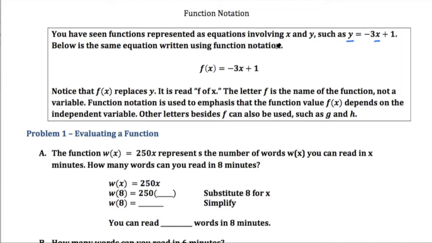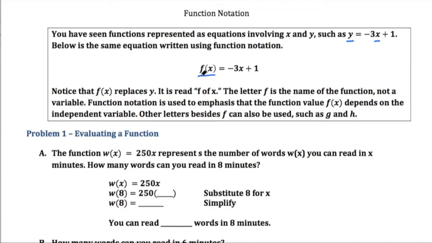Well, we're going to do the same thing. We're still going to write an equation for a function, but instead of writing y, the dependent variable, we are now going to replace it with this notation here. Now, this is not f times x, as parentheses have meant in the past. This is read as f of x, or the function of x. It's important to note here that f is not a variable. It's the name of the function.